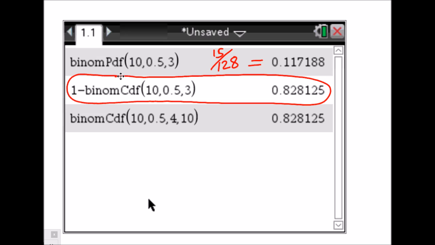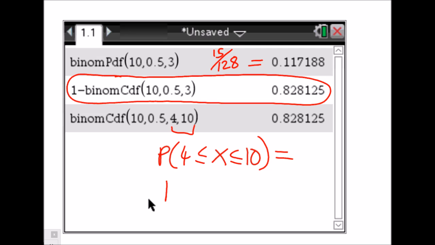You can also give it a beginning and an end. Like this one means the probability x is between 10 and 4. That's the same as saying 1 minus the probability x is less than or equal to 3. If you look at these two answers, they're the same. We're pretty much done.